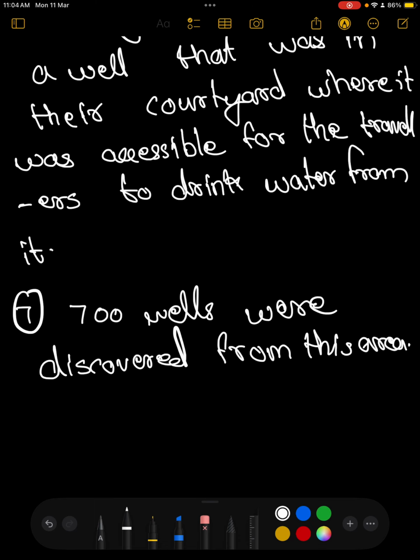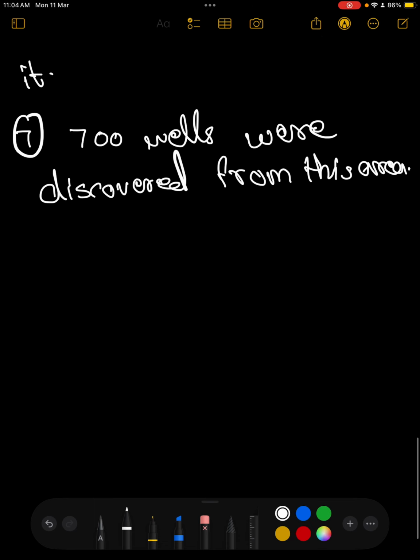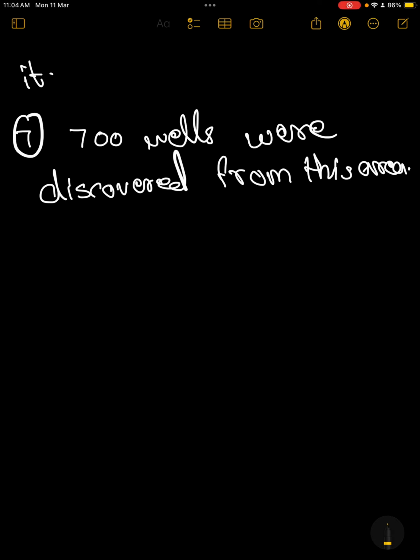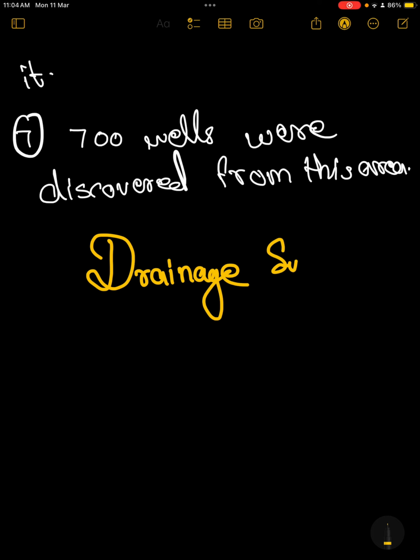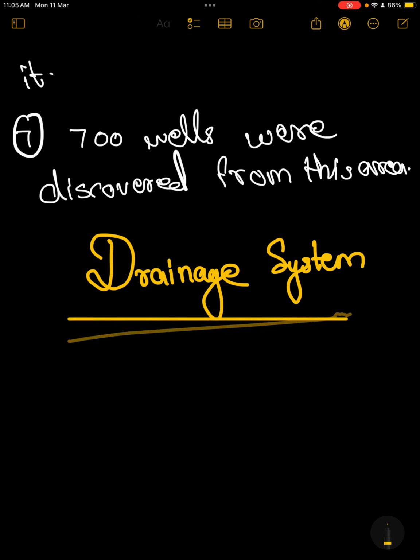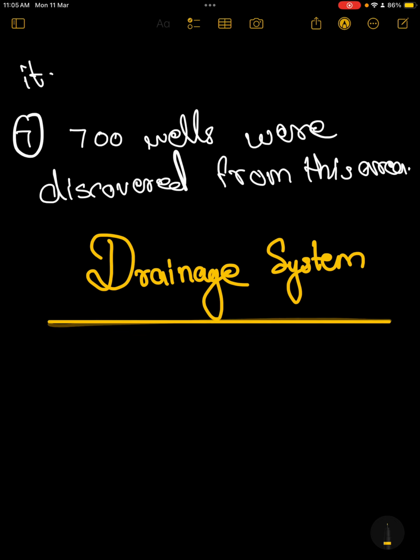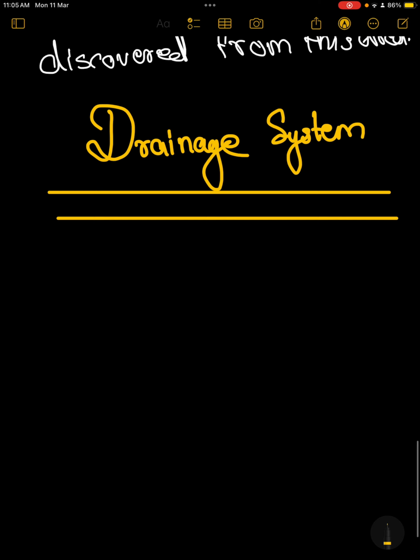Now what we need to know is about the drainage system. The most asked question and one of the most important parts of the chapter is the drainage system. The drainage system was very advanced. And what was the uniqueness? What were the features of the drainage system?